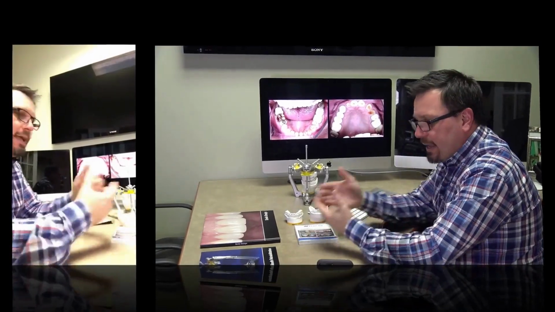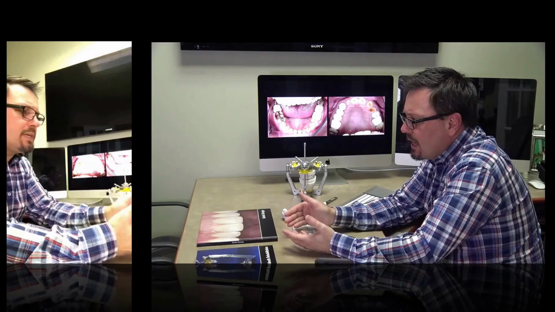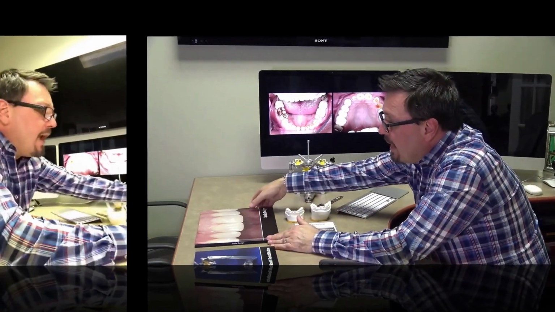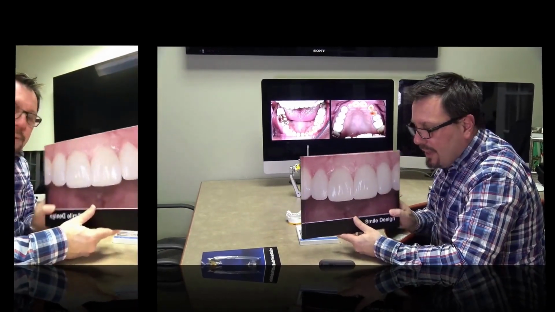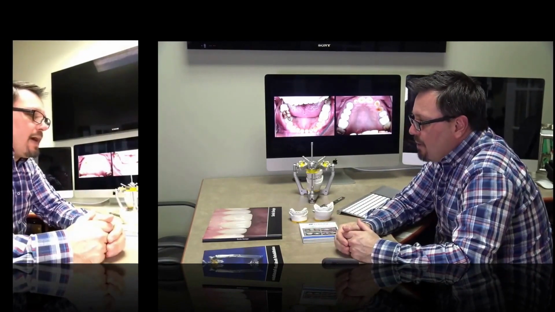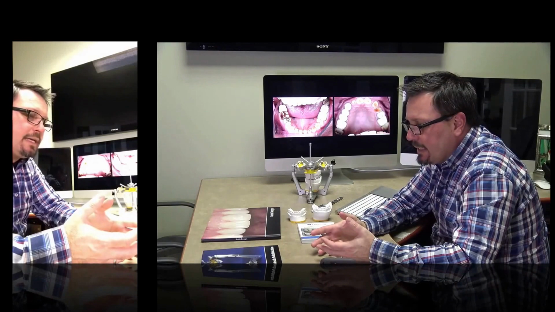After we did that, I gave him the fee estimate. It's a significant fee, around $60,000 for this case, but it's a full mouth rehab case, so it's pretty significant. And then we looked at my smile design book to pick out the actual smile design. So that was the entire process. I think it's a very predictable system.